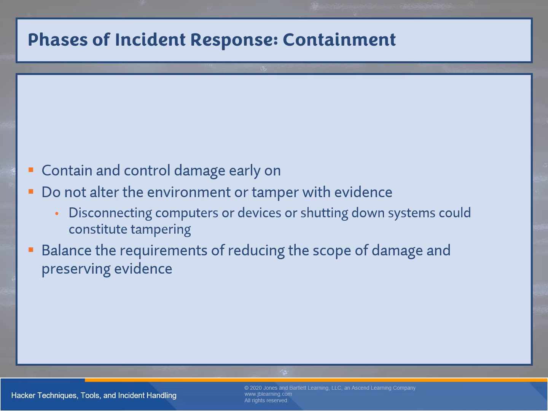So containment is where we go ahead and control damage early on. We're trying to keep it from spreading. We don't want to alter the environment or tamper with evidence, and we realize that there's a point where that line in particular is going to have to be crossed. So what we're doing in the containment phase is balancing the requirements of reducing the scope of damage and preserving evidence. If we start disconnecting things, if we start shutting things down, if we start doing things that would be direct involvement with keeping the machine from performing functions, that could be considered tampering with evidence. So we have to make sure that we have a way to balance those two pieces.